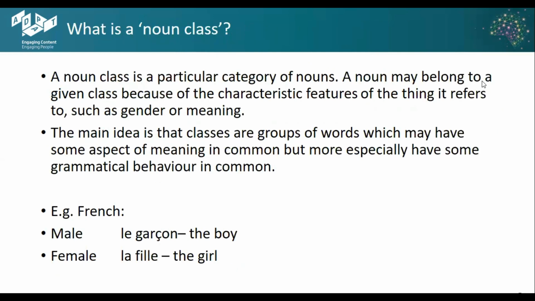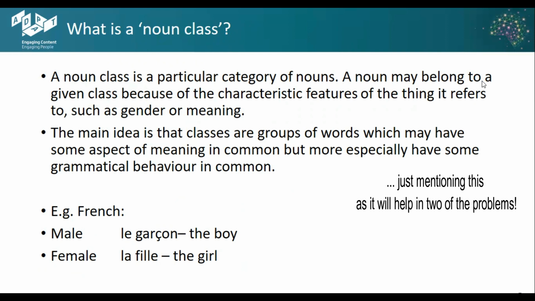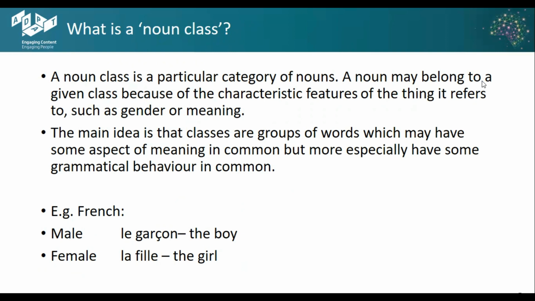Okay, so one thing we wanted to highlight ahead of the different topics, the different puzzles we're going through today, is noun classes, because it's something that we use a lot and talk about a lot in AILO. So if you have done French or German, we would give an example of a noun class. Generally, a noun may belong to a particular class based on the characteristic features of the thing it refers to, such as gender or meaning. But basically, there's some sort of grammatical behavior that these words have in common. It might have meaning in common or it might not.